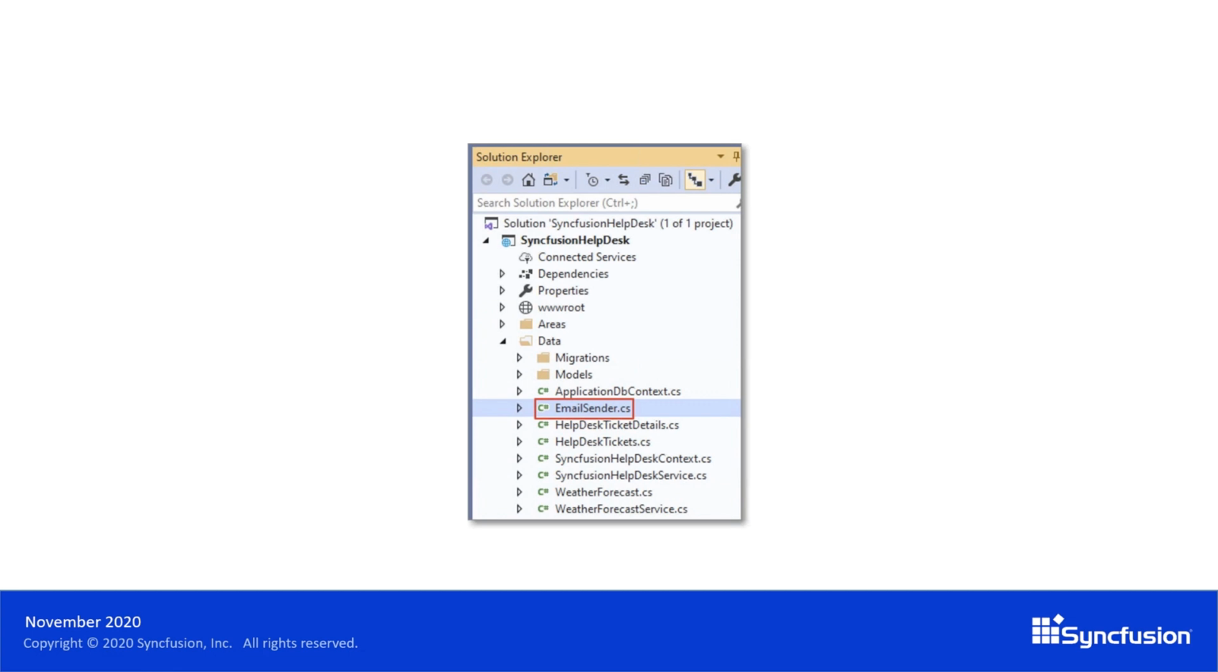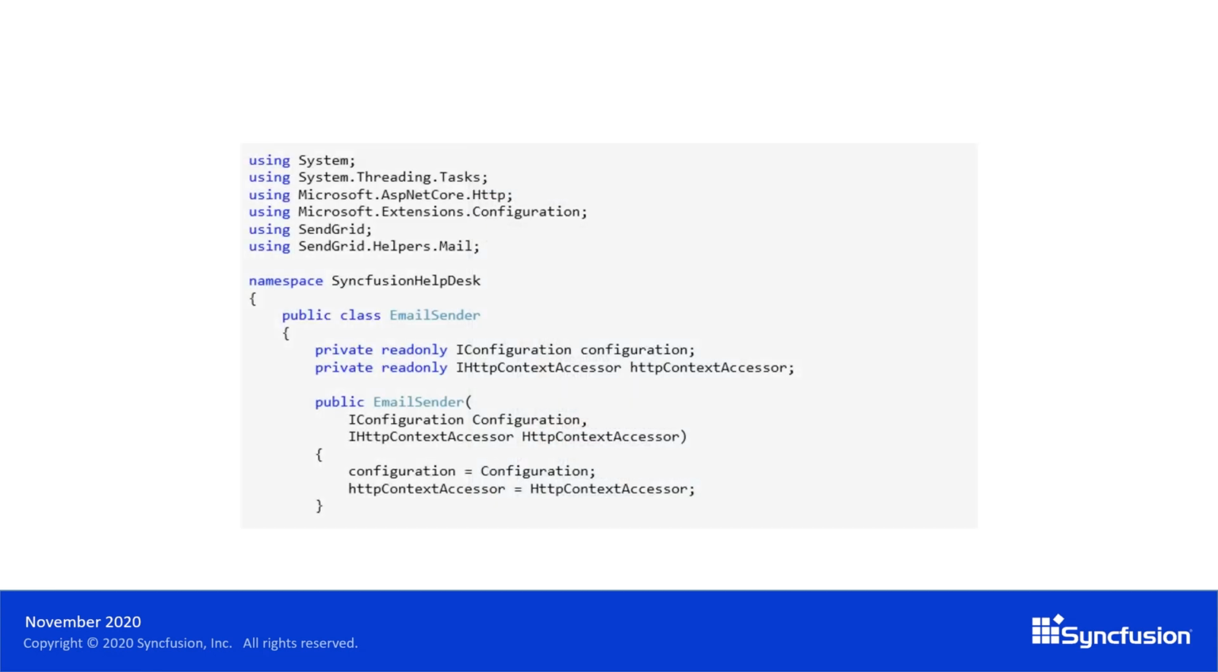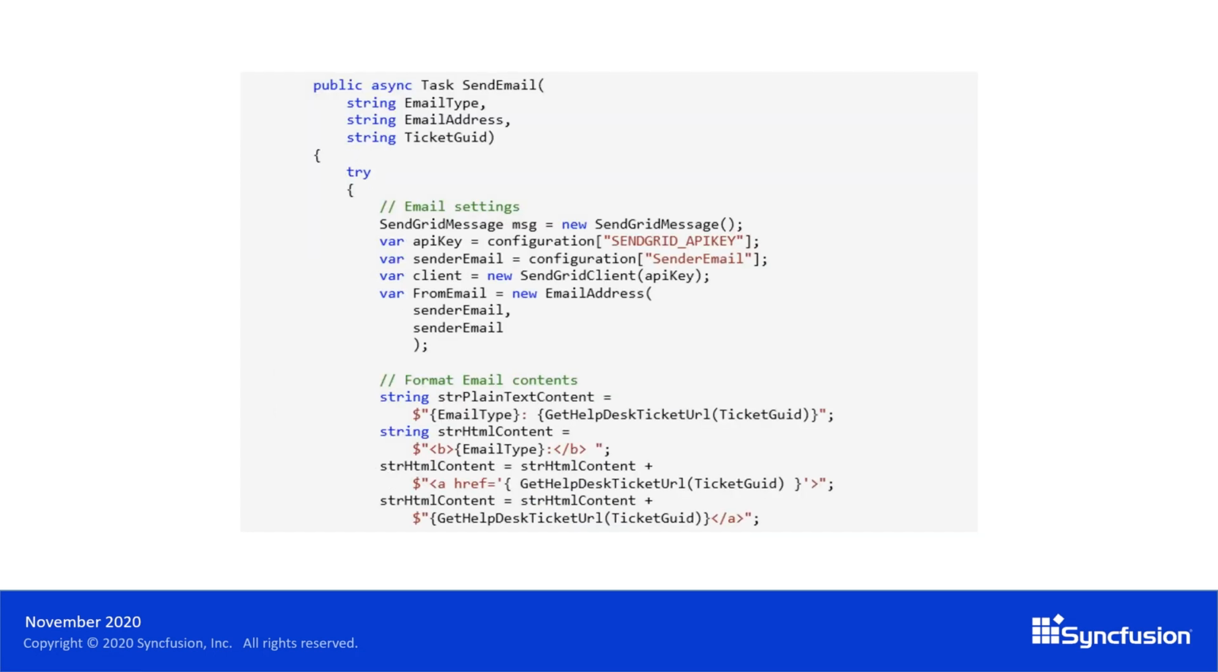and this is going to be a service file that we're going to be injecting into the application. We use dependency injection here to inject configuration, which allows us to read the configuration settings that we just did, and also the HTTP context accessor, because we need to construct this link so that the person can go back directly to their ticket. This is just some boilerplate code that basically sends an email.